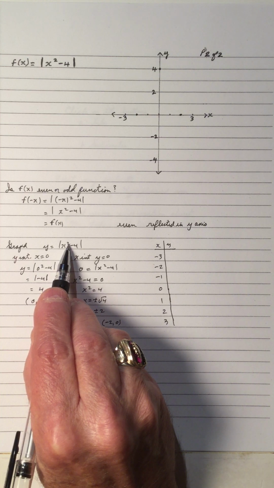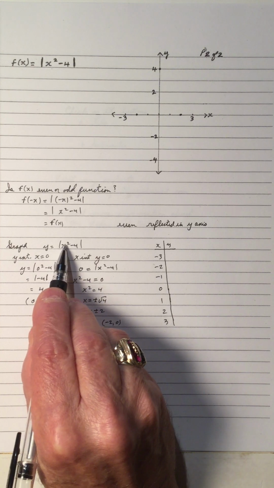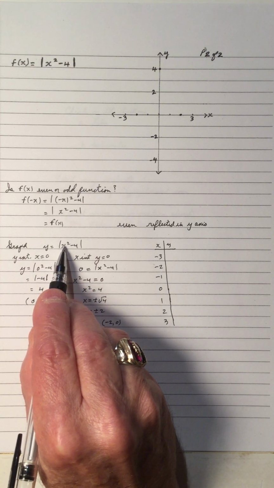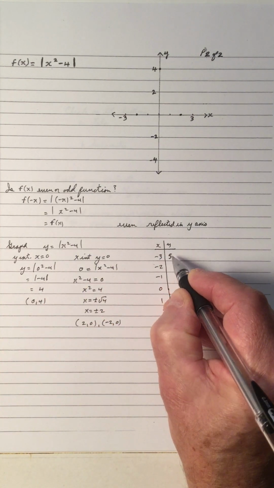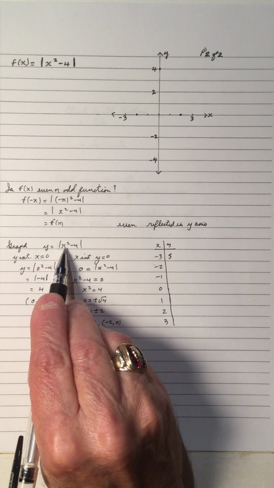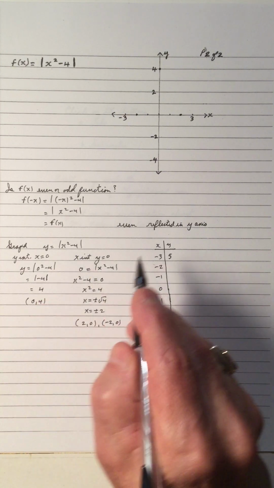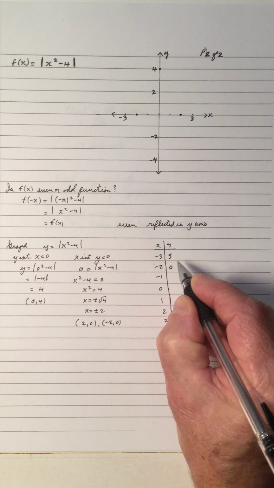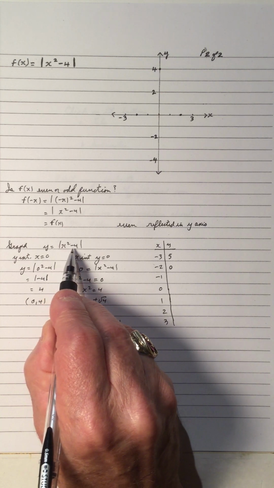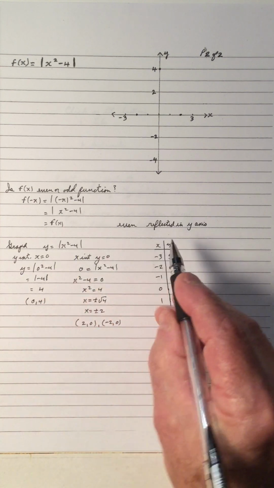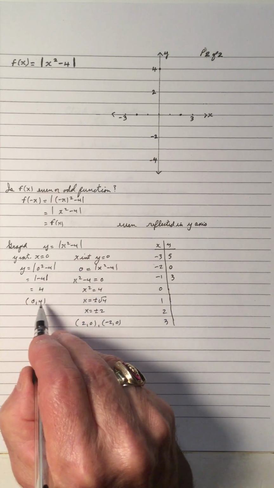Negative 3 squared is 9. 9 minus 4 is 5. The absolute value of 5 is 5. Now we're going to put a negative 2 in. Negative 2 squared is 4, and 4 minus 4 is 0. The absolute value of 0 is 0. Put a negative 1 in. Negative 1 squared is 1. Subtracting, we get negative 3. The absolute value of negative 3 is 3. Let's put a 0 in. We already put a 0 in here, and we got a 4.